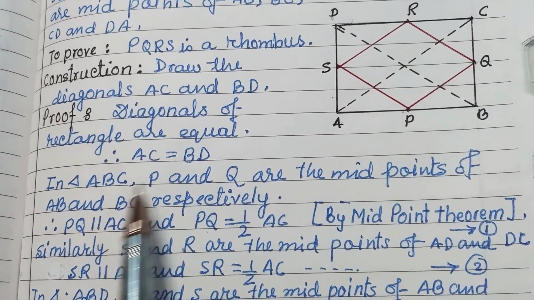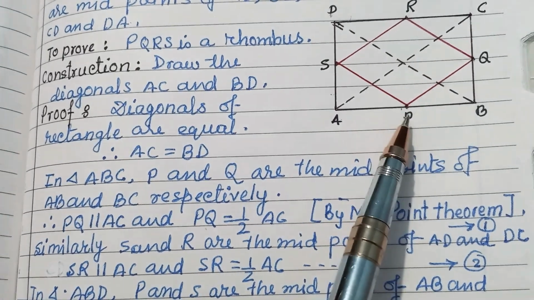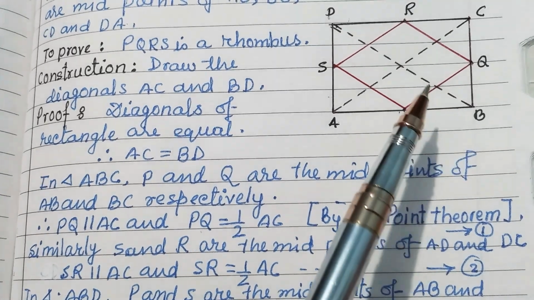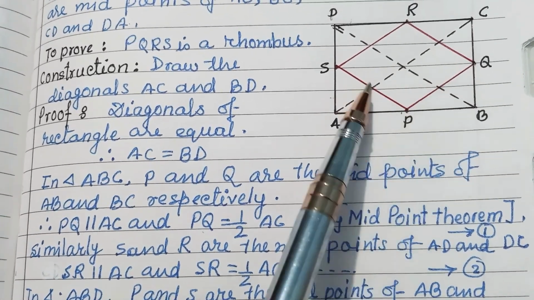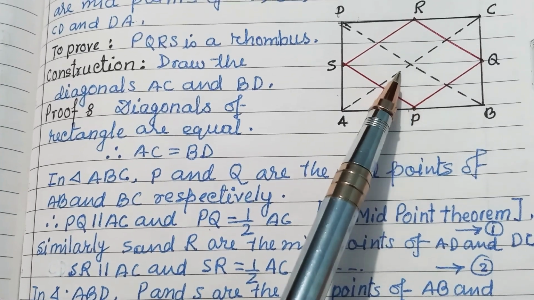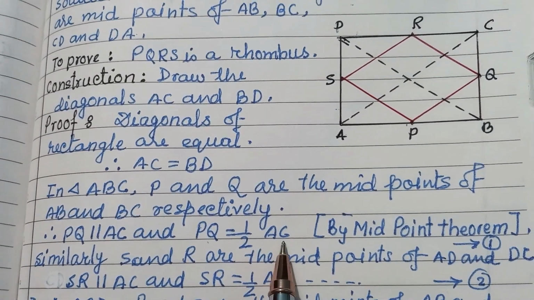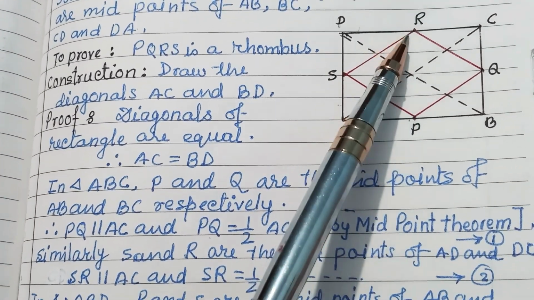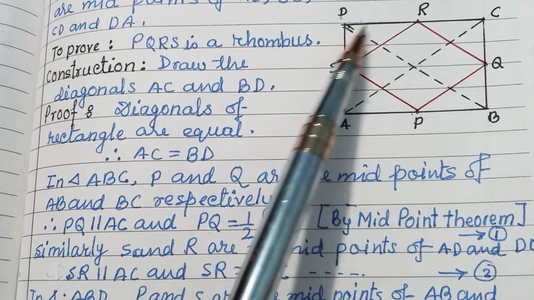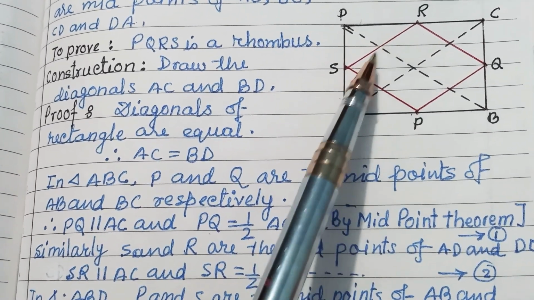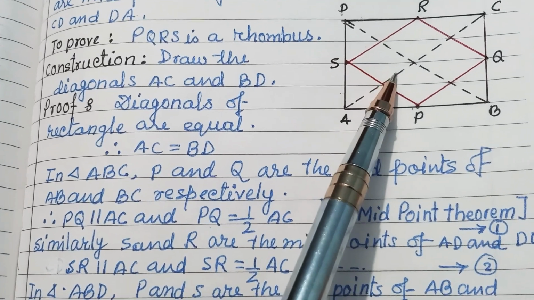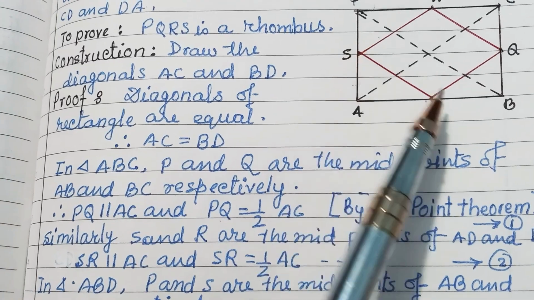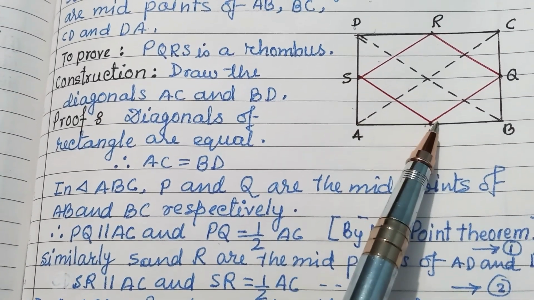In triangle ABC, in this triangle P and Q are the midpoints of AB and BC. So by midpoint theorem, PQ is parallel to AC and PQ is half of AC. This we have got. Similarly, from this triangle ADC, S and R are the midpoints of AD and CD. Therefore, SR is parallel to AC and SR is half of AC. So, SR is equal to PQ and SR is parallel to PQ. One pair is parallel and equal we have got.